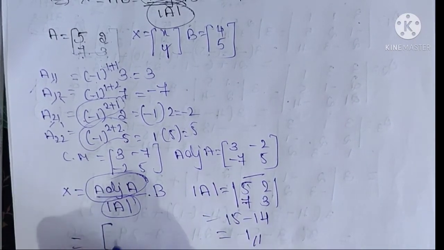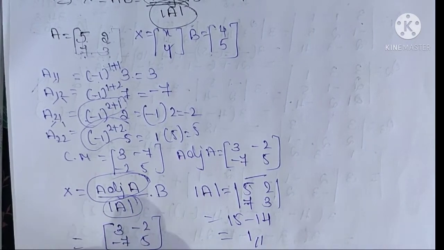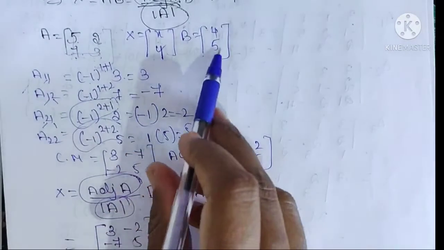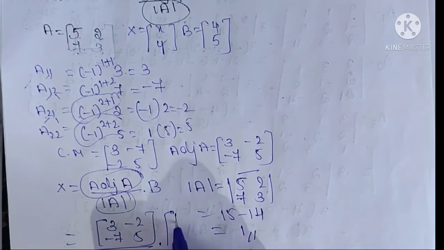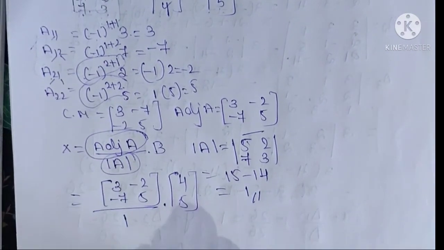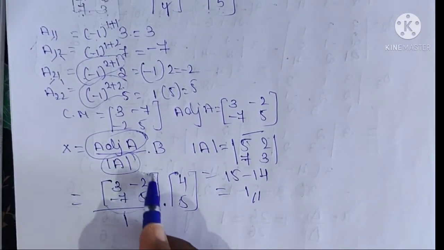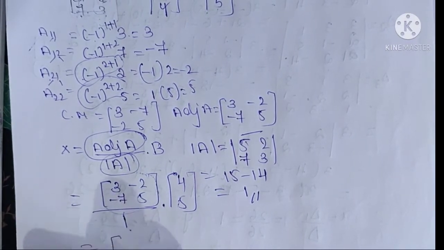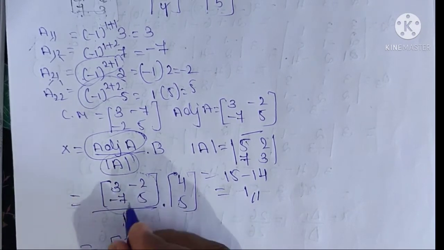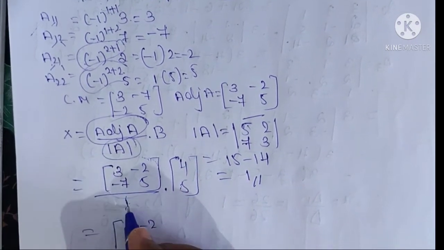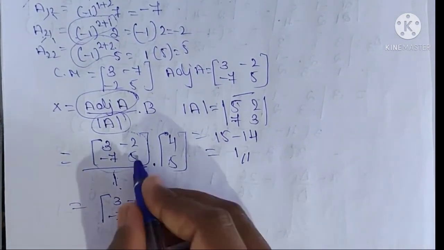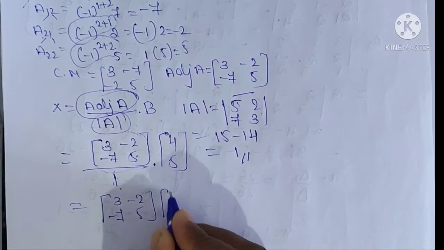Now the adjoint of A is 3, minus 2, minus 7, 5, divided by the determinant value 1, into B. The B matrix is 4, 5. Now divide each element of the adjoint of A by 1. That is 3 by 1 is 3, minus 2 by 1 is minus 2, minus 7 by 1 is minus 7, 5 by 1 is 5, into 4, 5.